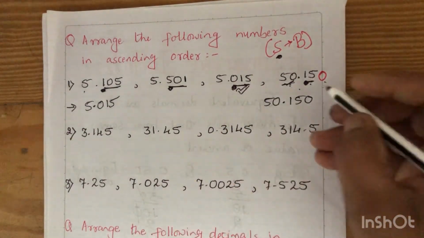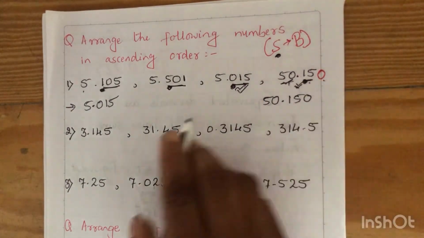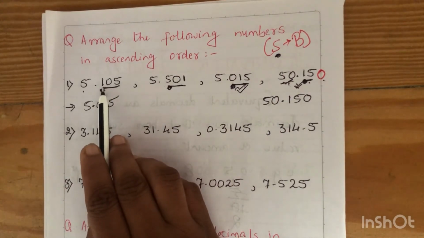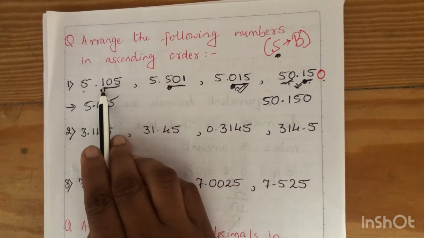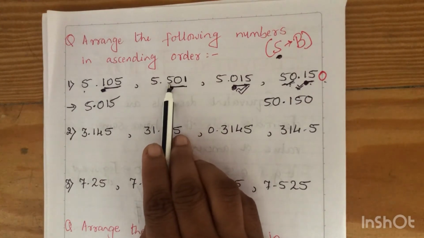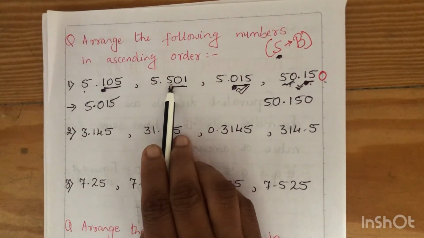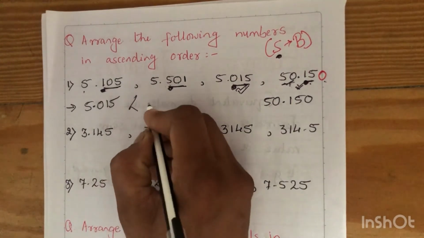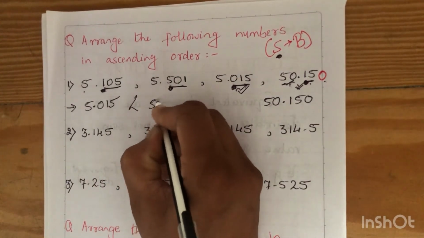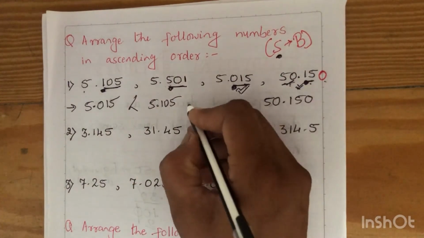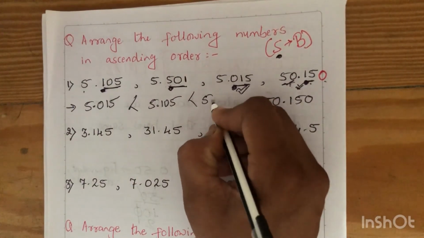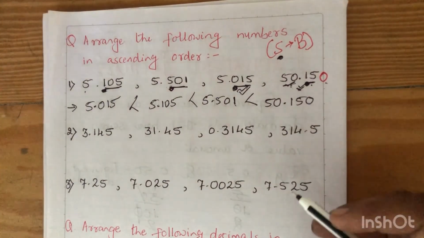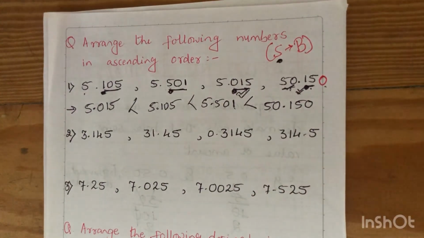Now let's see the other two numbers, that is here these two numbers are left out. Okay, here in tenths place you have 1 and here you have 5. Okay, you have to find out the smallest one. So 1 is the smallest one. So I can write it as 5.105 and then after you will have it as 5.501, which is less than this number, right? Come to the next question.